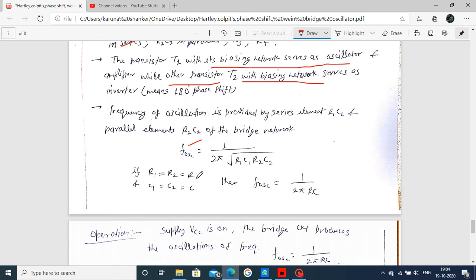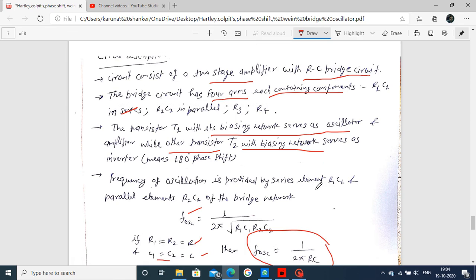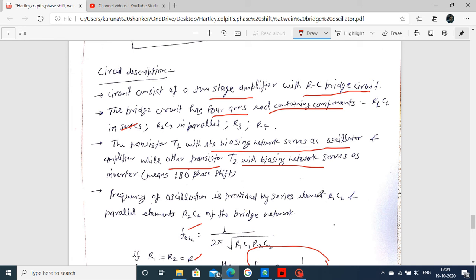oscillator, meaning R1 C1. In this relation we consider R1 and R2 equal to one resistance value R, and C1 and C2 equal to this C value. Now put R1 and R2 the same, C1 and C2 the same, and we solve this one. The relation comes out: the frequency of oscillation of the Wien bridge oscillator is 1 upon 2 pi RC. This relation gives the particular frequency produced by this circuit.